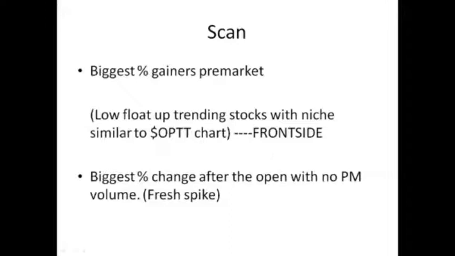But we're looking for a low float stock that is uptrending into the open. Let's say we have none of those low float stocks uptrending towards the open. Usually I'll try and alert in chat and say, hey, I'm looking at this niche, or hey, I'm looking at that niche. But basically, usually we don't get that type of stuff. So let's say there's no biggest percent gainers in pre-market, and no uptrending low floats with a niche. Then I'm going to be looking for the biggest percent change after the open with no PM volume, which is like a fresh spike. And usually it's a stock that has news. Usually it's a reverse split stock, lower float.